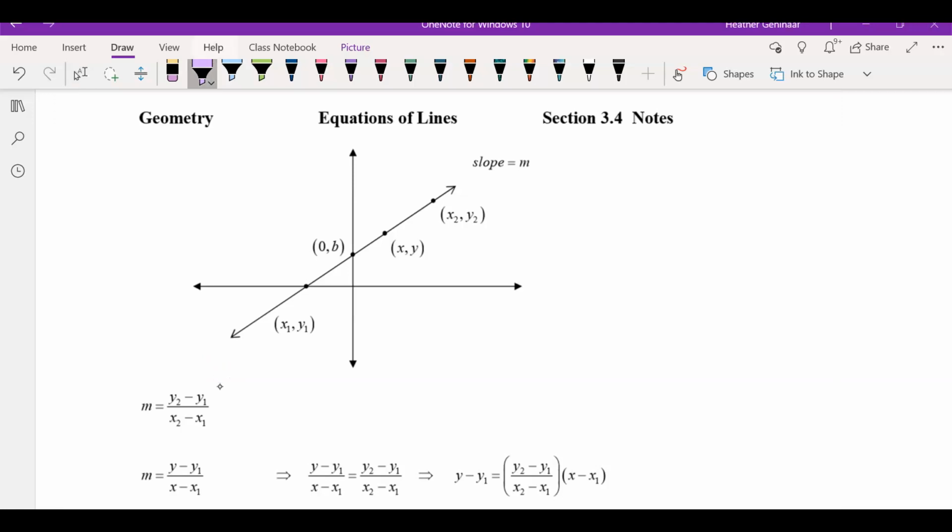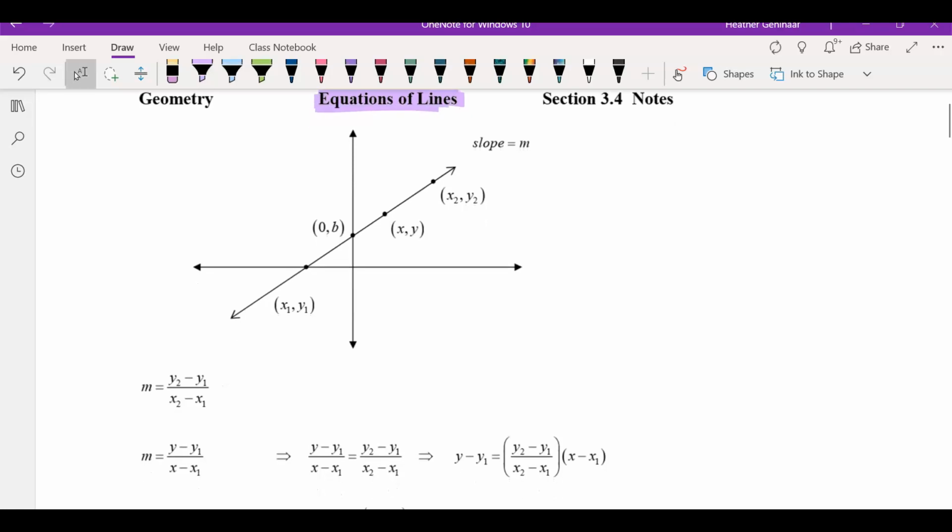Alrighty, so in this video, what you've all been waiting for, equations of lines. I know these are bringing back some really great memories from last year. But as we have here with equations of lines, we know slope, which we talked about on Friday. So we have slope here. That is the equation for slope.